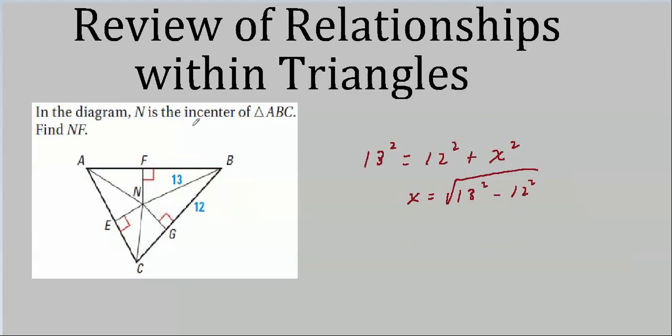They're telling us that N is the incenter. What does that mean? That means that it's the same distance from each side of the triangle. In fact, they drew in those distances right here. Remember, it's the perpendicular distance from the point to the line. That's FN. Well, these are all the same distance. So if we find any one of these, FN, GN, or EN, we're done. Well, suppose we found this one.